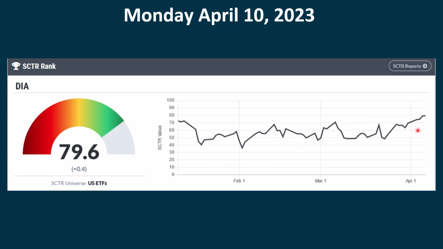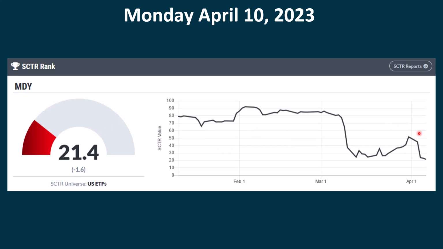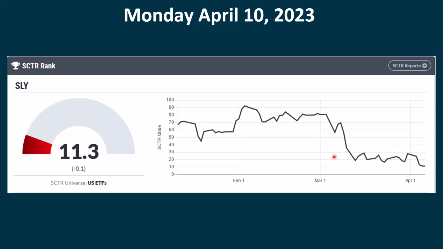In second place is the Dow at 79.6. It's been holding up fairly well as of late. In third place is the S&P 500 at 76.6, also showing some improvement. The mid-caps are really falling down, giving a score of 21.4. And in last place this week are the small caps, which continue to show a lot of weakness, where earlier in the year they were doing about the best.